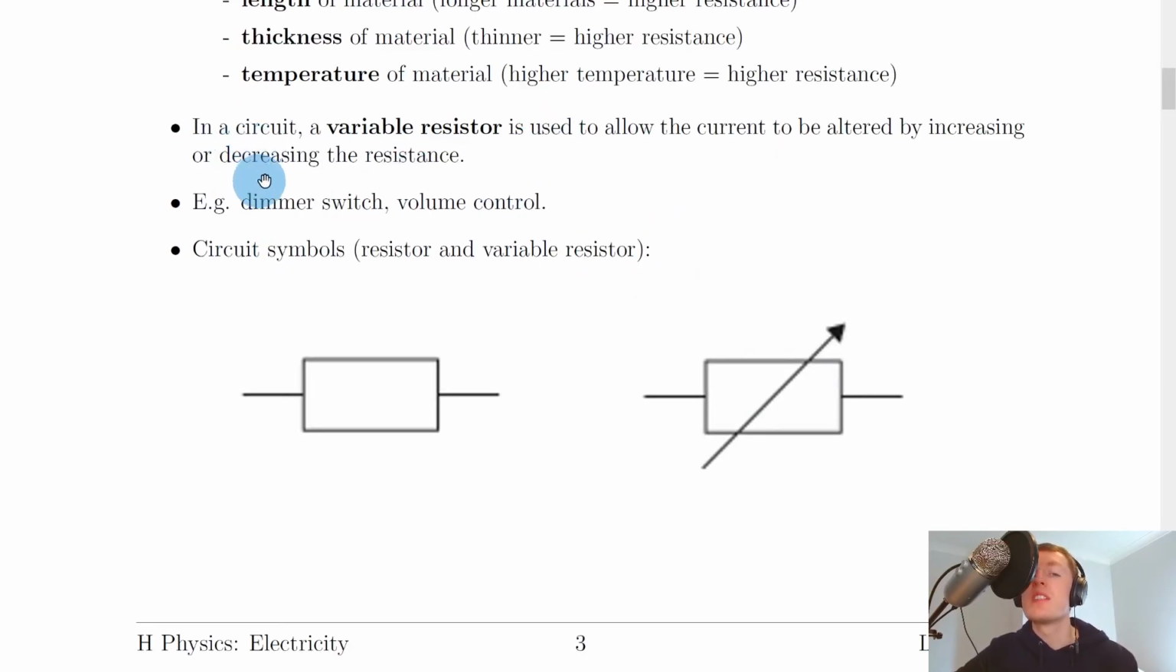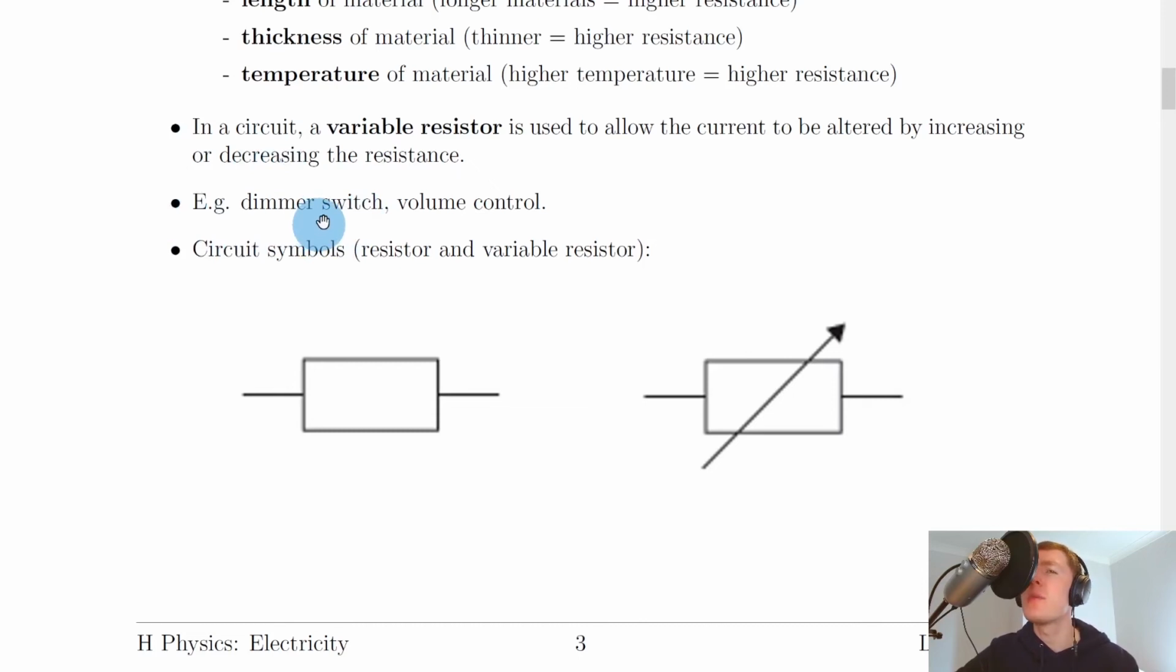Not only can we find a resistor in a circuit, we can also find a variable resistor. And remember, this word variable just means to change something. So this means a resistor that can change its resistance. So we say that in a circuit, a variable resistor is used to allow the current to be altered by increasing or decreasing the resistance.